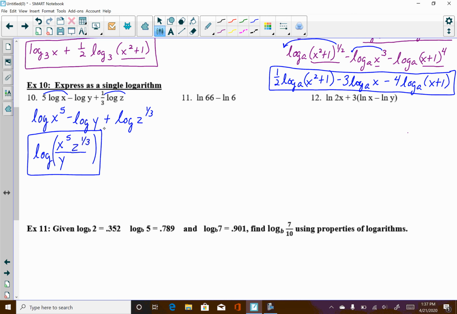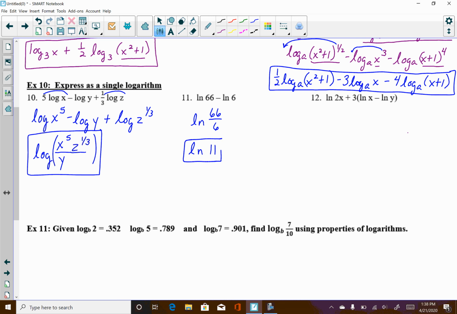All right, and if we move over to example 11, you have natural log of 66 minus natural log of 6. So essentially at that point you don't have any coefficients, so I can write one natural log. Subtraction tells me to divide, so 66 divided by 6. In this particular case, these are values, so we could go ahead and reduce that. That would be the natural log of 11.